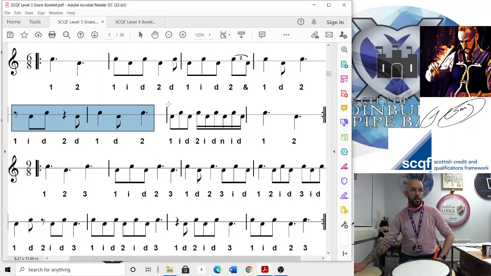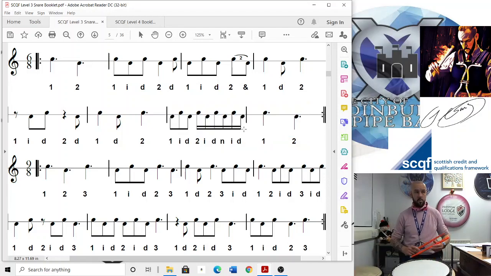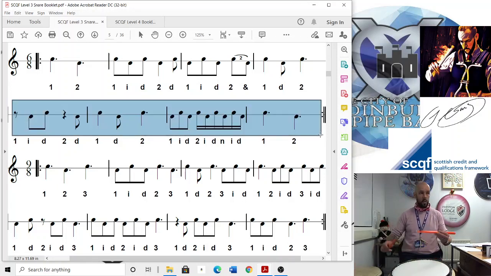This second group, 1 a day 2 a day and a day 1, 2. That's quite easy to play, that last group. 1 day, 2 day, day 1, 2. And I'll try and say that one out loud. I find that one quite hard to say out loud as I'm playing it, but I'm going to give it a go. So this whole line will be 1 day, 2 day 1, day 2, 1 day, 2 day, day 1, 2.